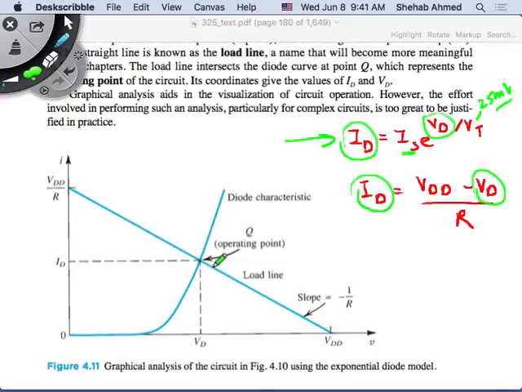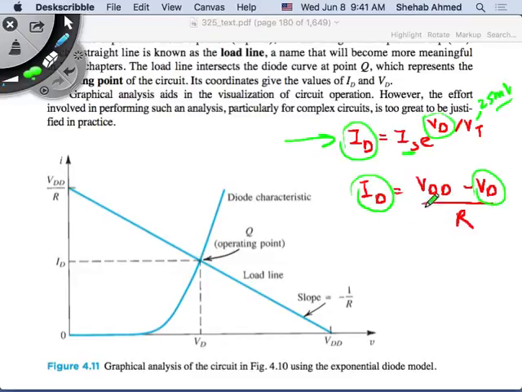Right, but I can plot this for various values of ID and for various values of VD. I start with VD equals 0 and calculate ID. Then VD equals 1, 2, 3, 4, all the way until some high value. And I will plot this exponential, right? If I just keep substituting the values of VD and plot ID. Correct? And the same thing I can do with this.